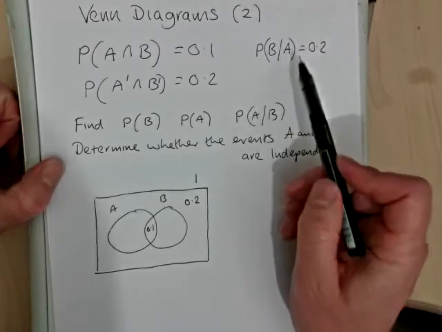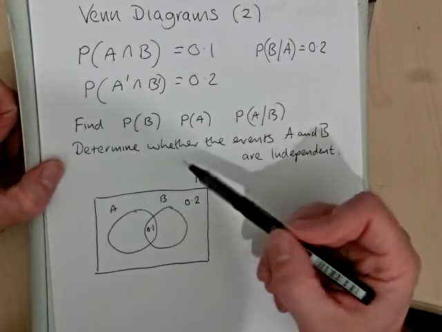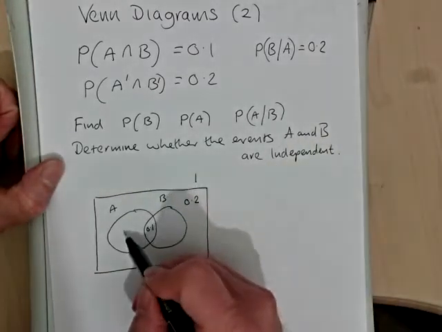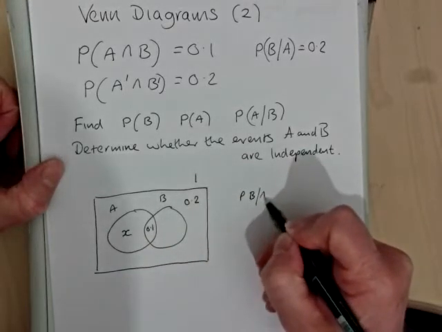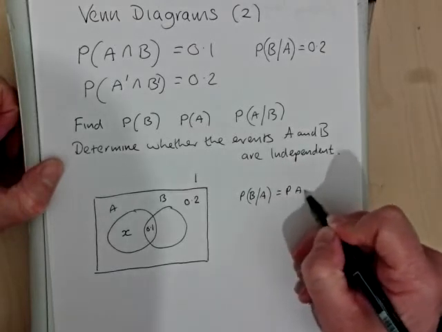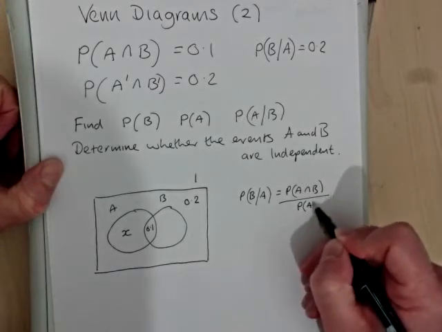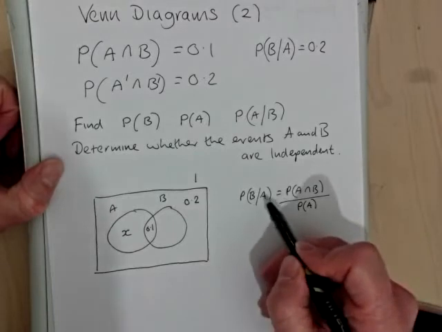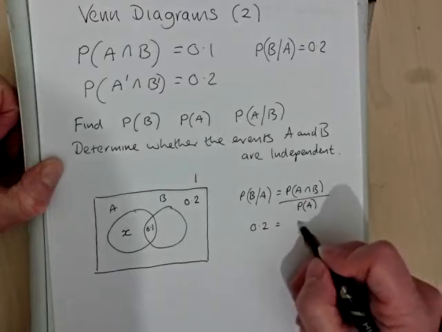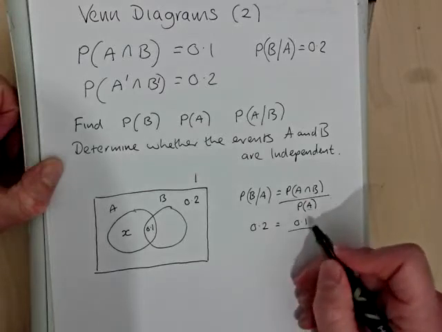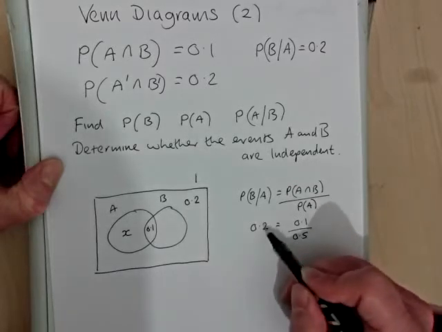Now, this is the pivotal piece of information. If we interpret that correctly into the diagram, everything else will fall out. What we don't know is this value here, so we'll call that x for the moment. Now the probability of B given A equals the probability of A intersection B divided by the probability of A. The probability of B given A, we're told, is 0.2. We know the probability of A intersection B is 0.1. So the probability of A, therefore, must be 0.5. So 0.1 over 0.5 is 0.2.